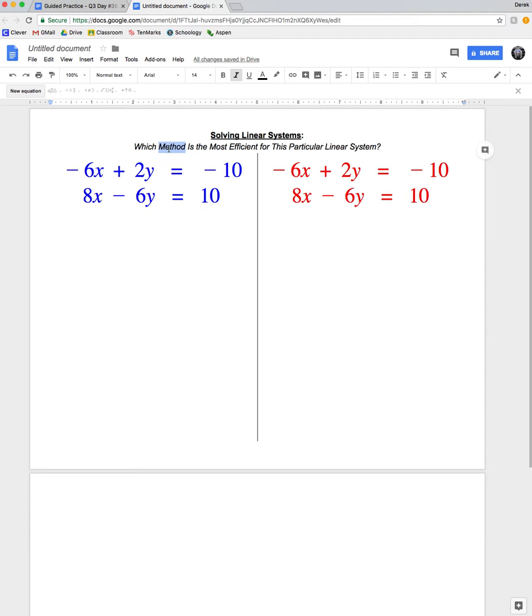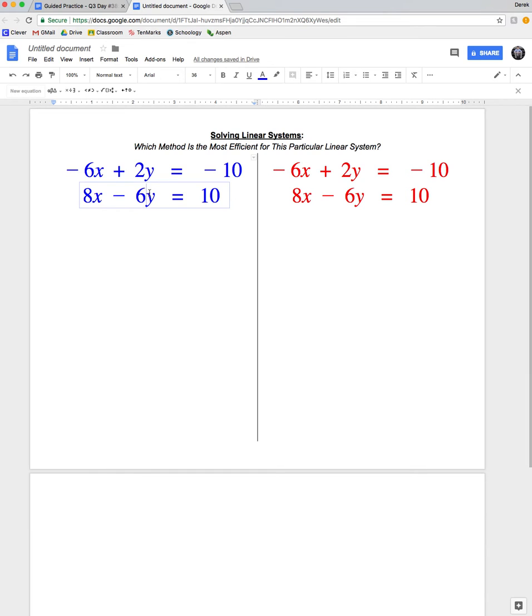Pause the video, figure out which method you would want to use. Welcome back. Many of you are probably thinking, I don't know which method I want to use for this. Neither method looks particularly appealing. If I wanted to pursue substitution, I look at the first equation, negative 6x plus 2y equals negative 10, and I say nothing there is ready for substitution. It doesn't say x equals a bunch of stuff. It doesn't say y equals stuff. How am I going to substitute using the first equation? Or how could I substitute using the second equation?